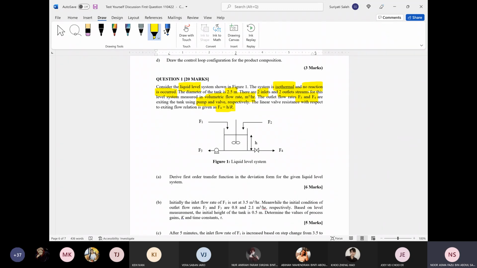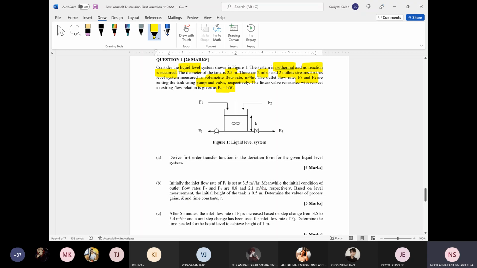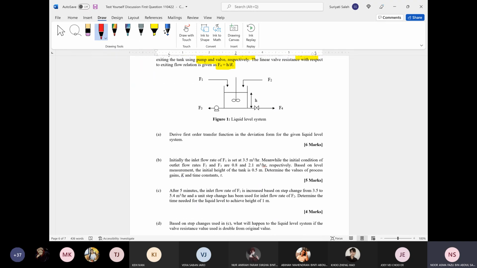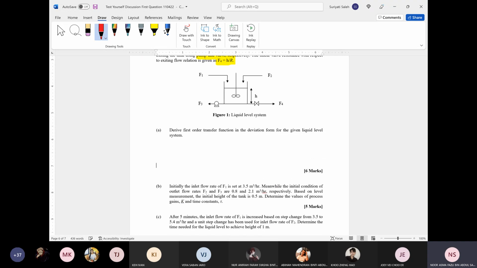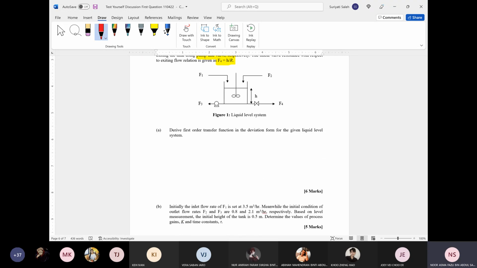So in this case, we have 2 inlets and 2 outlets. The F3, as shown in Figure 1, has the pump, and the valve is located on stream 4, or F4. So here your friend asked question C. However, it may not make sense for me to jump straight to C. Let's go for A first: derive the first order transfer function in deviation form for the given liquid level system.